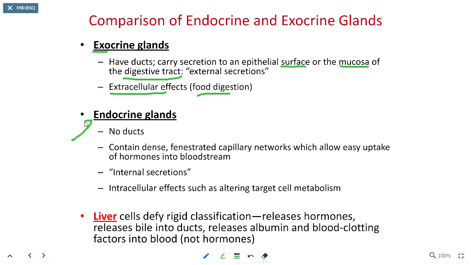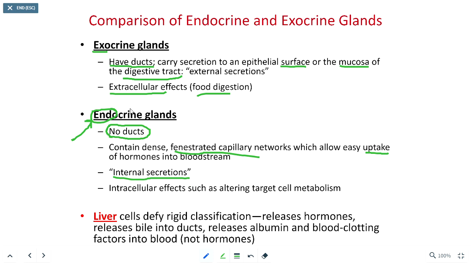As we look at endocrine glands, note that there are no ducts. No ducts associated with an endocrine gland, whereas exocrine glands do have the ducts. Instead, endocrine glands are going to have a lot of capillaries. And those capillaries are going to absorb or uptake the hormones that are secreted by the endocrine glands. So when we think of endocrine glands, I want you to think of internal secretions into the bloodstream.